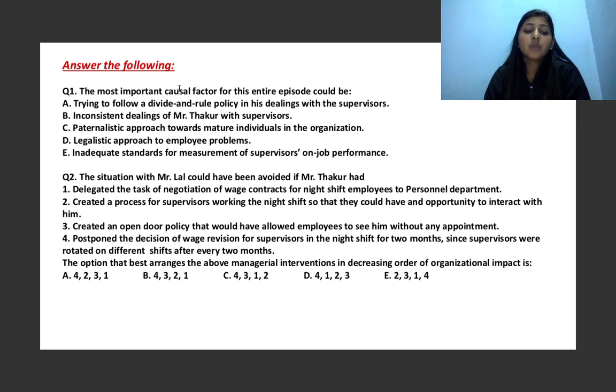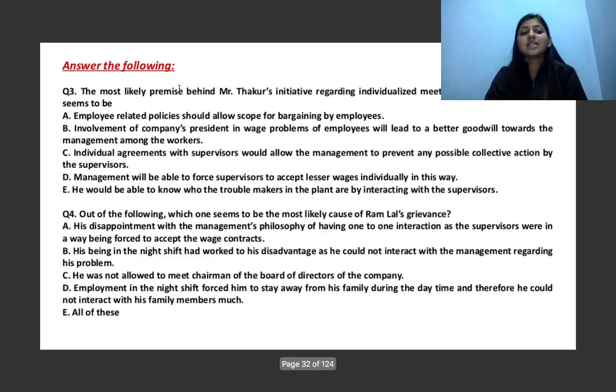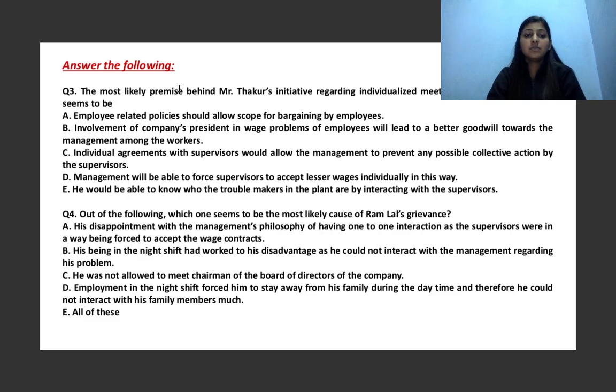The option that best arranges the above managerial interventions in decreasing order of organizational impact is. So you see that only in the E option, the fourth option is at the end. So that is not the correct option. The fourth point, that is not the correct thing to do. Firstly, he could have created a process for supervisors in the night shift to visit him. Then next he could have created an open door policy. Next he could have delegated the task to personnel department, and last he could have postponed this wage revision. So the answer is option E. Next question 3.